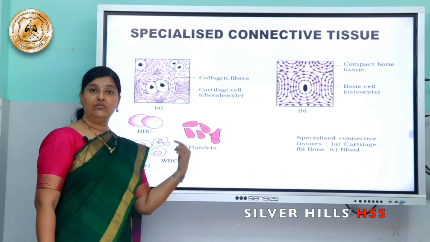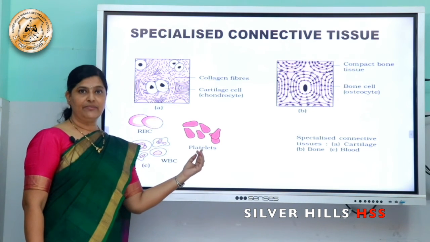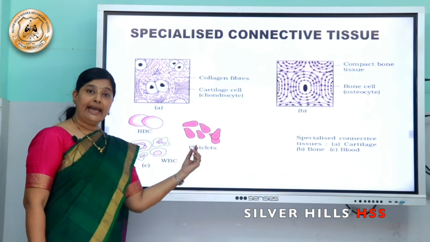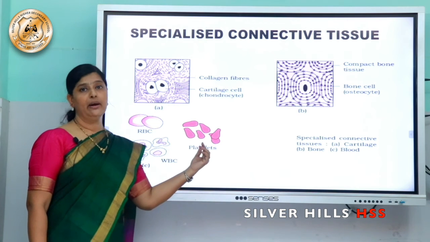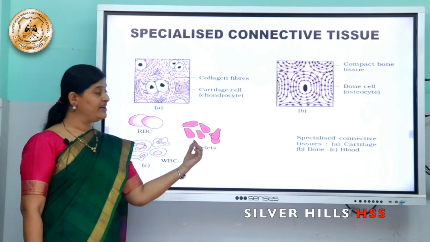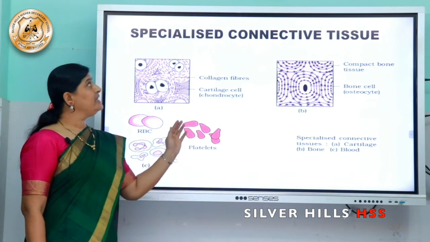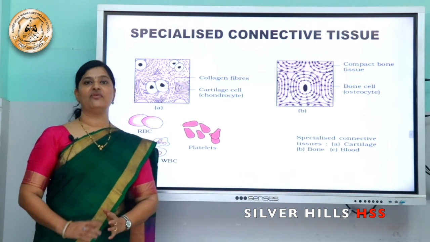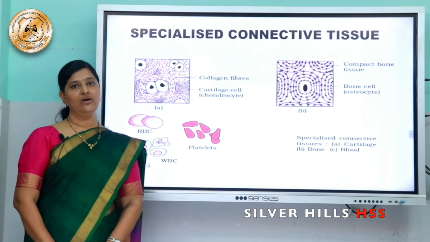The third one is called platelets. What is their function? They help in the blood clotting process, which is again a defense system. So these are the different types of connective tissues and their functions. Thank you.